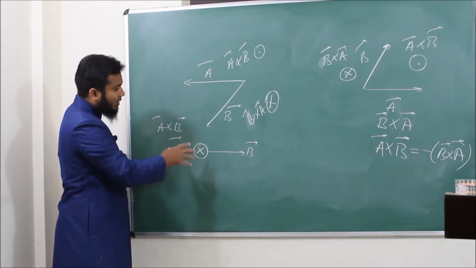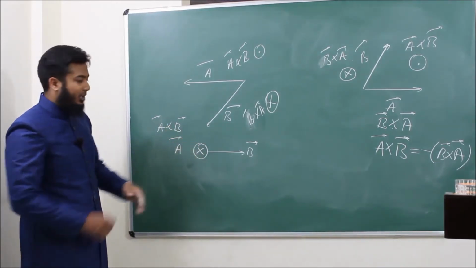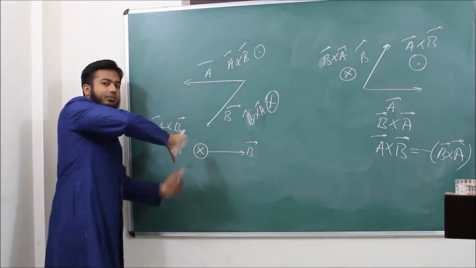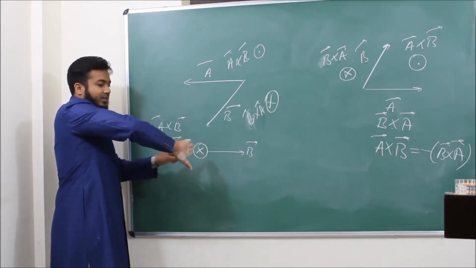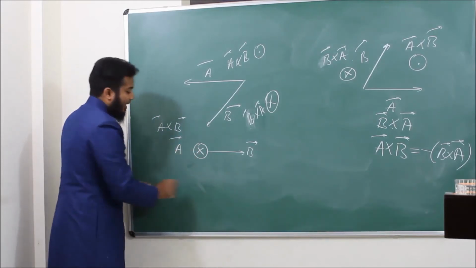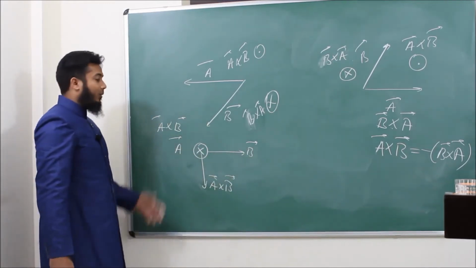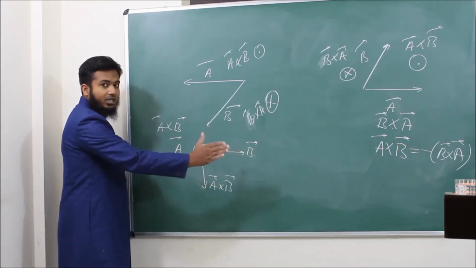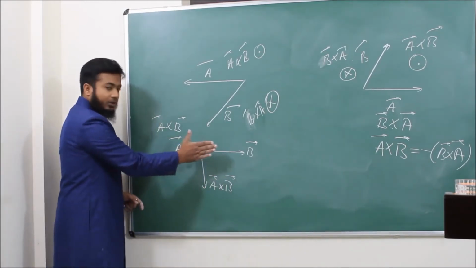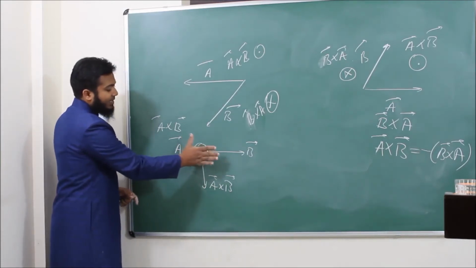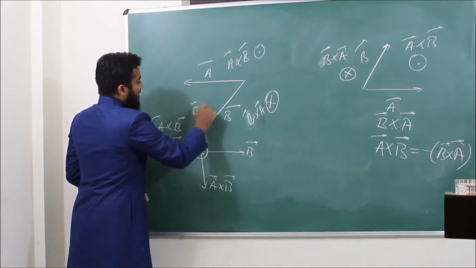And now in this situation, we cannot see where to curl the fingers. So just keep your palm towards the second vector, that is B. So palm towards the second vector and fingers into the board, then thumb is going downwards. So here A cross B is downwards. And what is B cross A? Fingers along B, and A is into the board. So keep your palm towards the inward direction, then thumb is going upward. So this is B cross A.